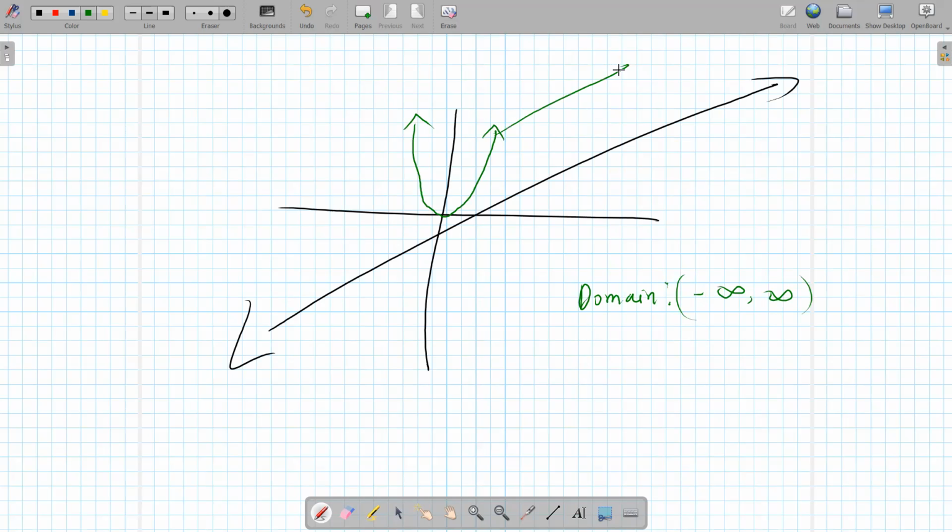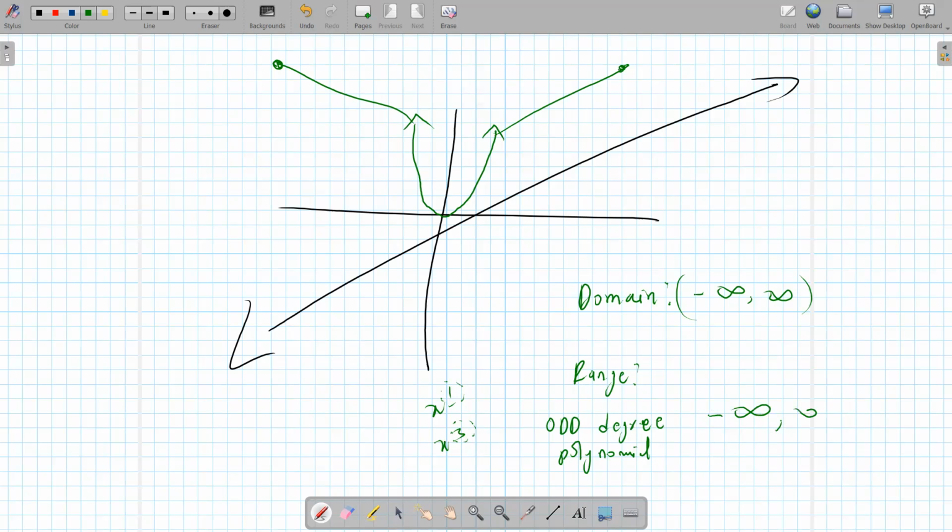What this means is that the x value can be anything on the number line, but the range is going to be different, okay? The range for an odd degree polynomial, what does odd degree mean? Odd degree means like x to the 1, x cubed, like that. You see, this is the degree, right? So if it's an odd number, then it's an odd degree polynomial. The range for an odd degree polynomial is also from -infinity to +infinity.